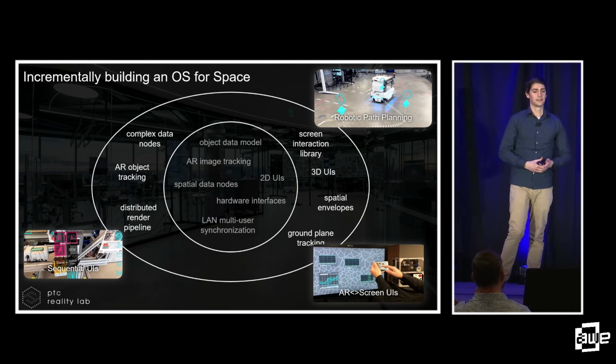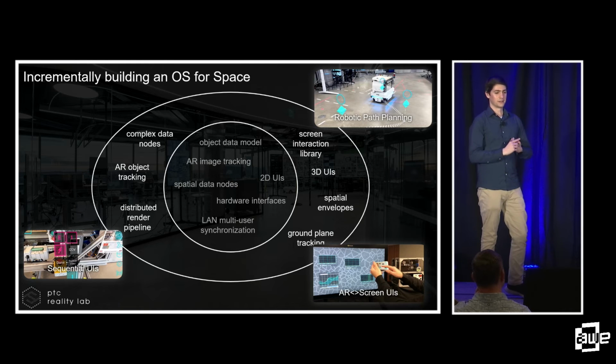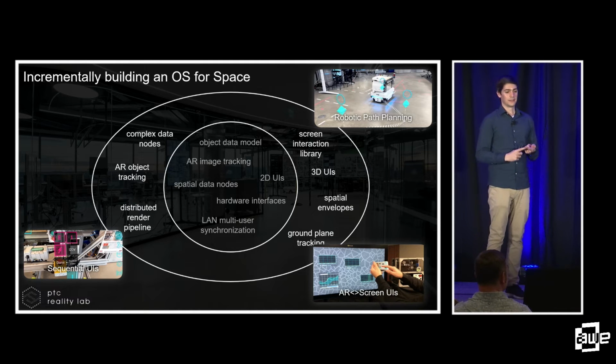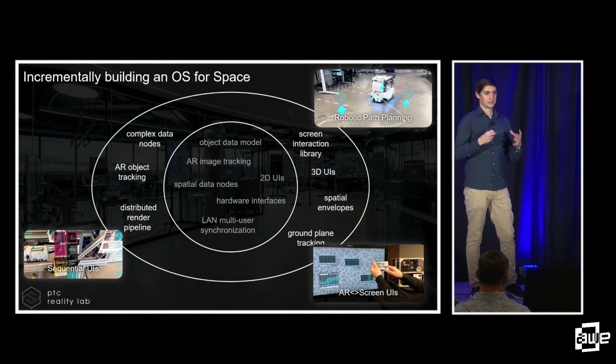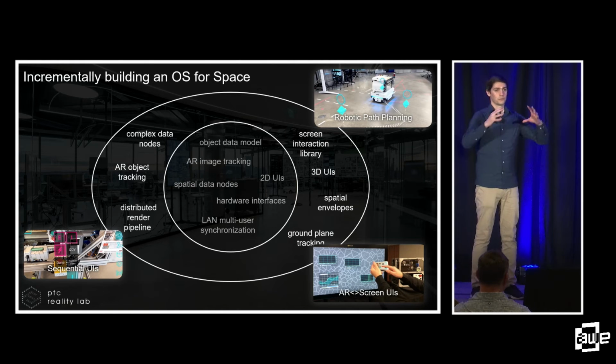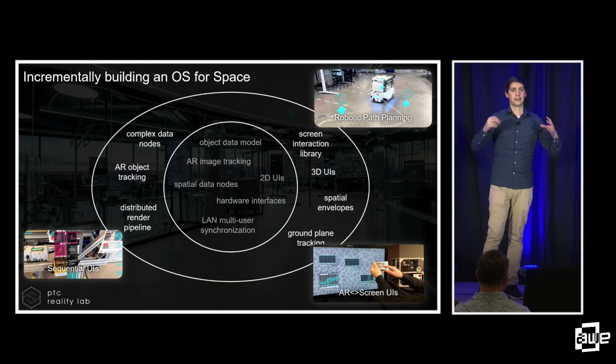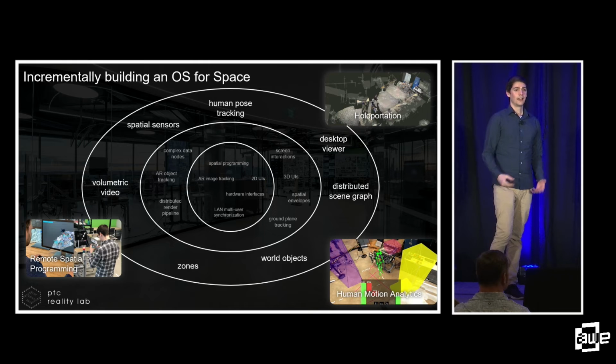features and new capabilities. We added more complex data types that those nodes could support to support the path planning use cases. We added that distributed render pipeline so that we could handle 3D UIs. We added that concept of spatial envelopes that I talked about for spatial multitasking. And so basically, by building this next set of demos, we had to extend that platform. And we just continued this pattern year after year for basically the past decade.